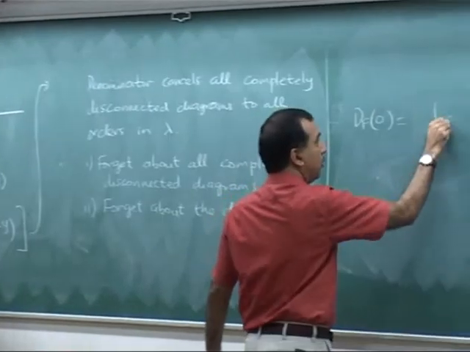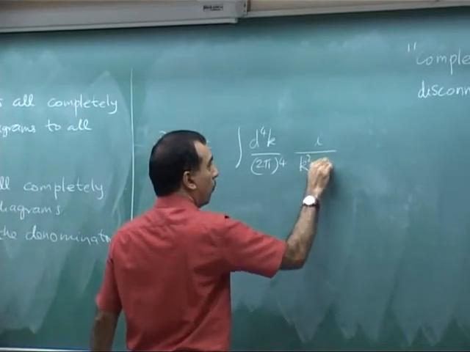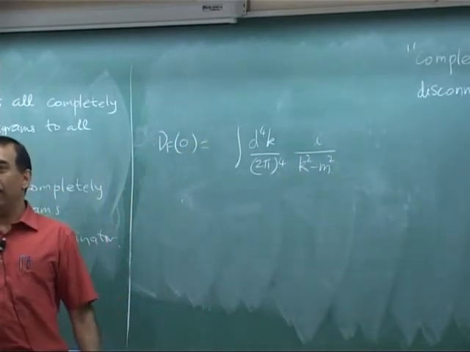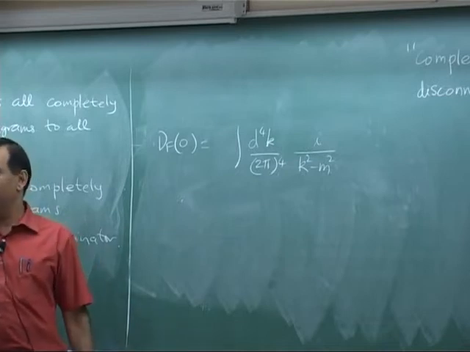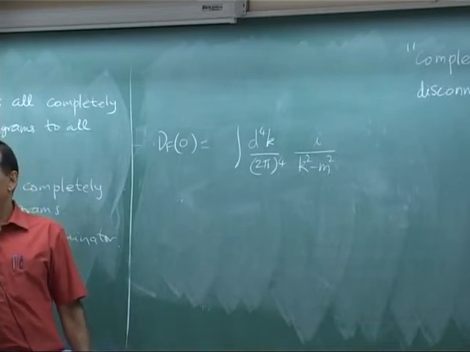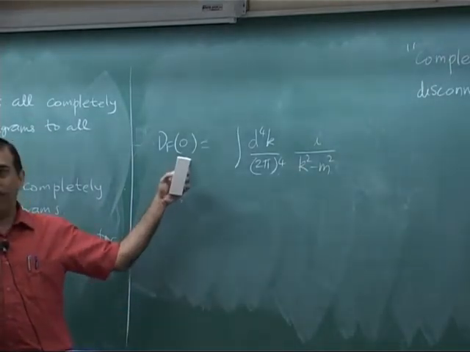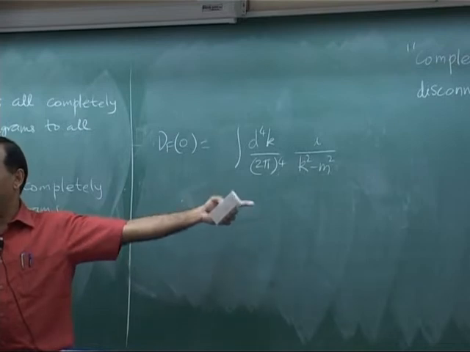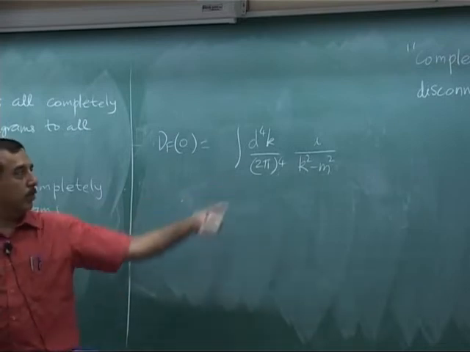At least, the definition of the propagator was this. And here there was e to the minus i k dot (x minus y). But put x minus y equal to 0, this is it. This is D of 0. Is that clear? It's only puzzling if you have forgotten what D_F of x minus y was. We have a formula for D_F of x minus y. If you put x minus y equals 0, you get this.